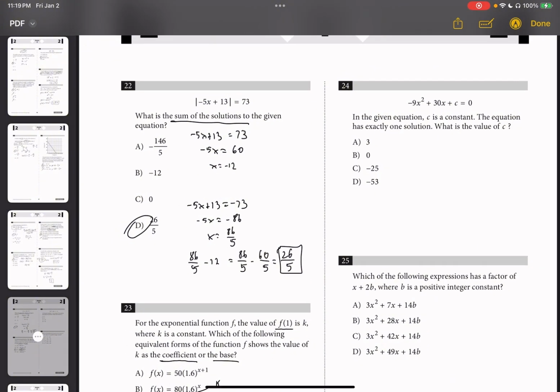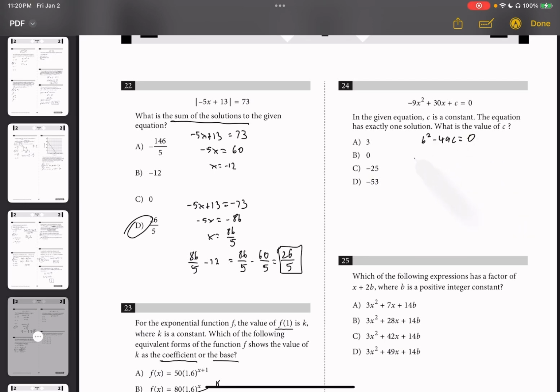Question 24. In the given equation, C is a constant. The equation has exactly one solution. What is the value of C? Well, the value of C is going to be found with the discriminant here.